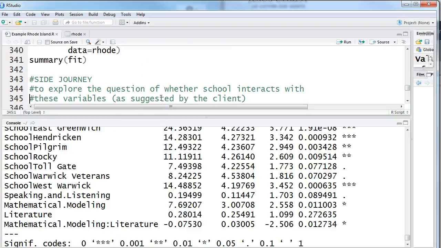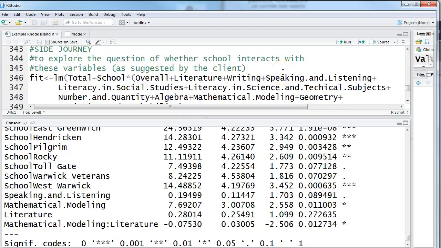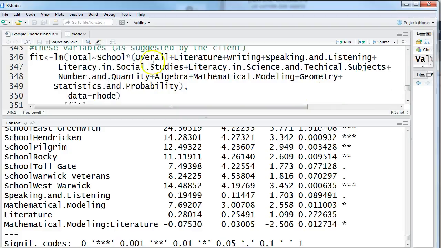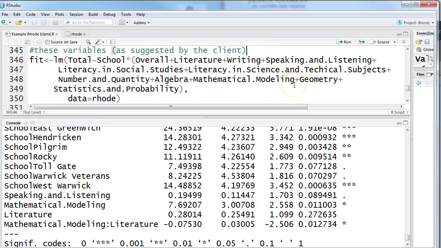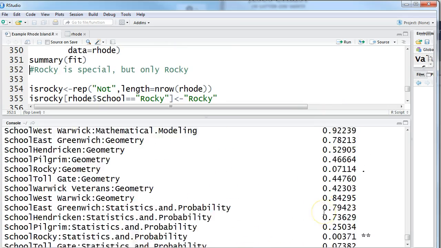Now, I told you I got this data from a friend. One of the things the friend said is each of the schools might have a completely different model. So, one thing I did, which I think would fit well with this video, is let's talk about school interacting with all these. Notice I have parentheses. It's school times everything, which is going to give us a really big model. But let's go through and take a look.